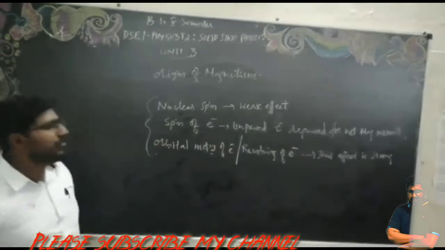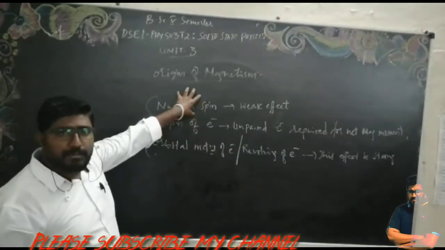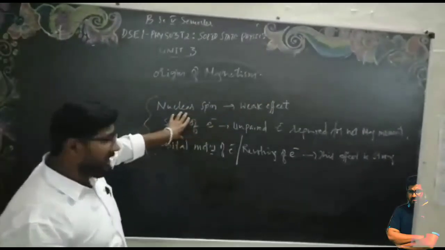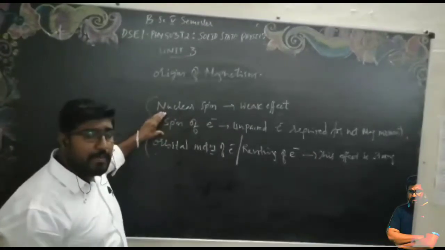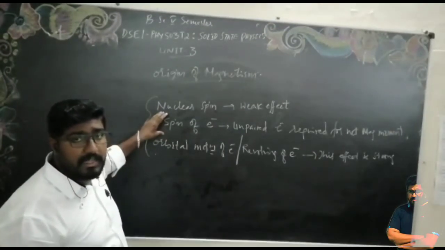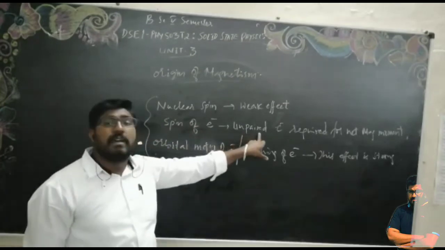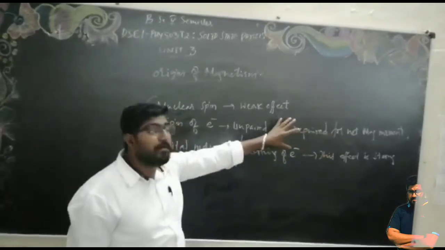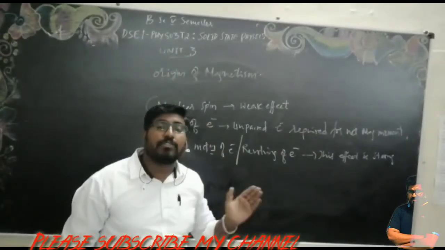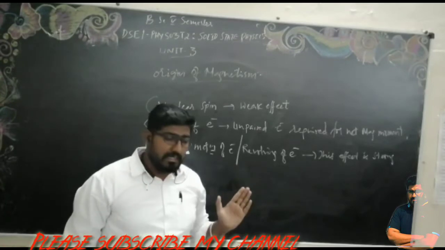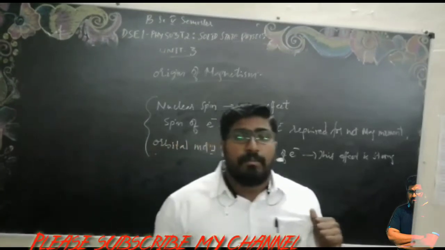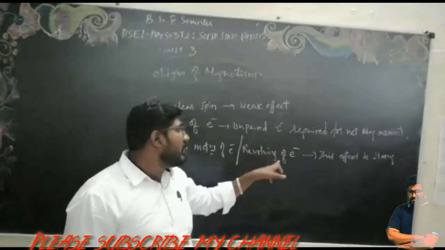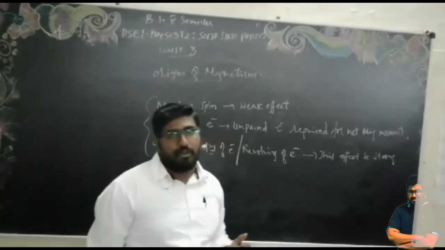This effect is strong. That means the nuclear spin, which is spinning on its own axis, that effect is very weak in the atom. Along with that, the electron is also spinning on its own axis. In that case, the unpaired electron is required for the net magnetic moment. That means where an unpaired electron exists in the material, that material is a magnetic material, because it is valid for the properties of magnets. Whereas the orbital motion of the electron, or the revolving of the electron, this effect is very strong.